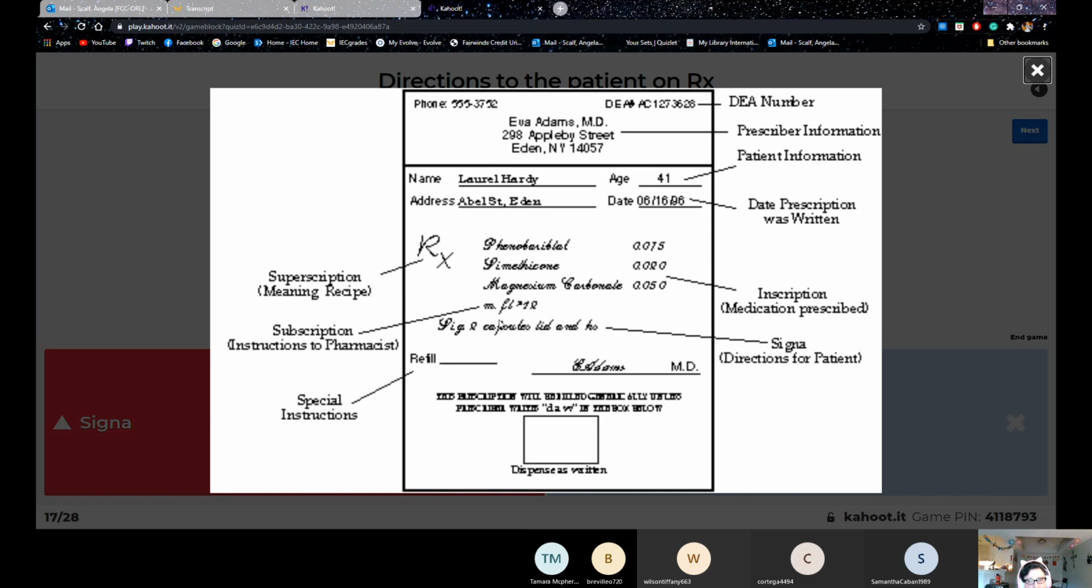This set right here, the signa, this is the directions to the patient, remember? Subscription is the instructions to the pharmacist. Superscription is basically the little letters for the Greek symbols. And then the inscription, that's the actual medication, this says phenobarbital and simethicone and magnesium, right? So these are the actual medications. Everybody always gets confused: inscription, signa, subscription, and superscription. So make sure you understand what these are, okay?